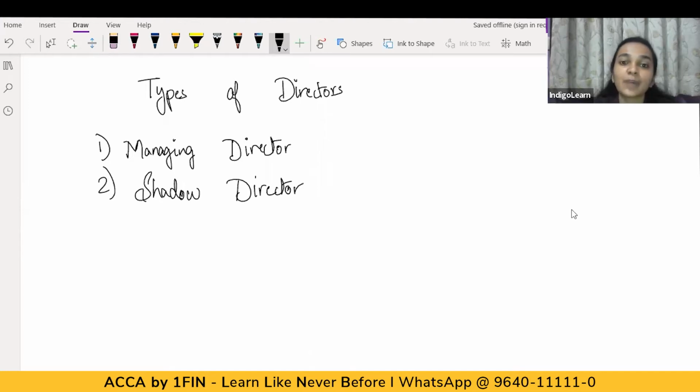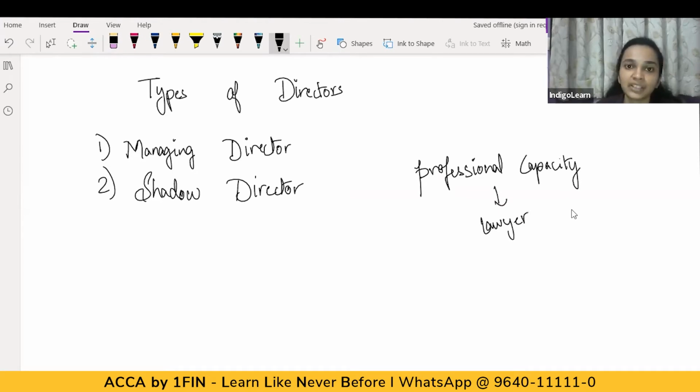of the company. However, if a person is giving advice in a professional capacity, say, for example, a lawyer or an advocate is giving advice to the company, and in accordance with the lawyer's instructions, the company is acting. In such a situation, we will not deem that person a shadow director. Just because he is giving some instructions and the company is acting on them doesn't make a person a director. So if a person is acting in a professional capacity, he is not a director.